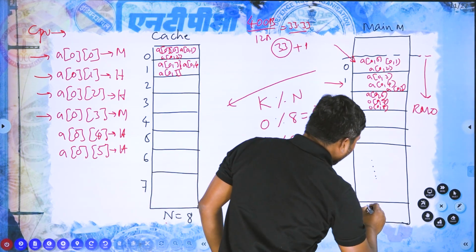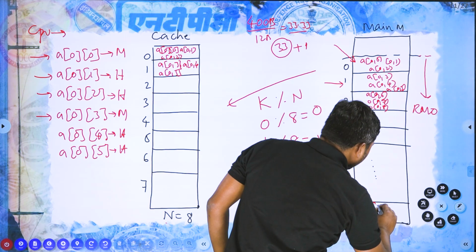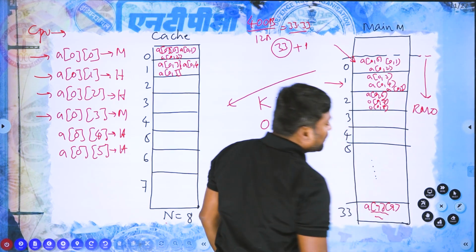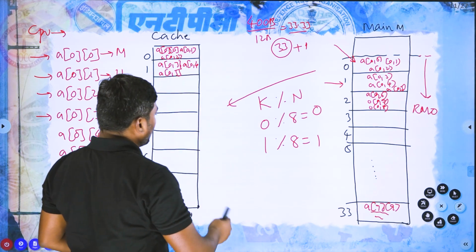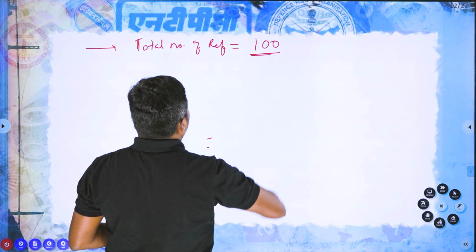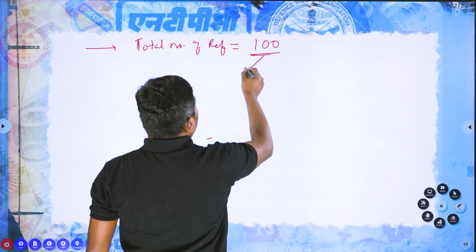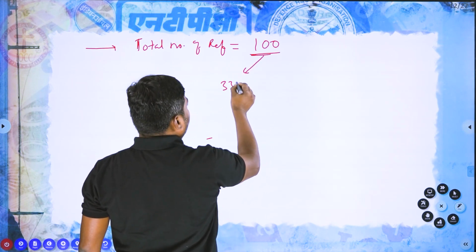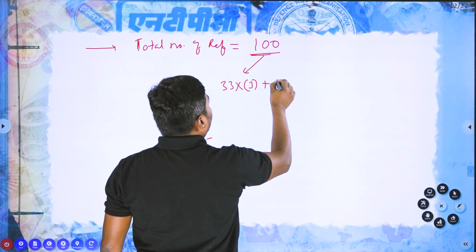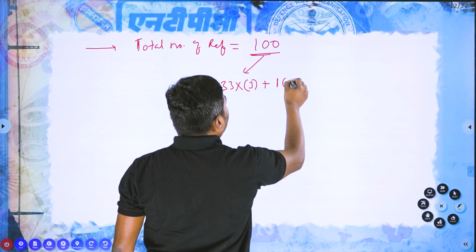This last block has only one element, A of 9, so the remaining elements are not being utilized. So the total references go like this, please do understand. Out of 100, 33 blocks are full, and each of those has 3 elements. And the last block has only one element.